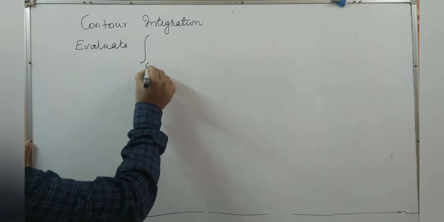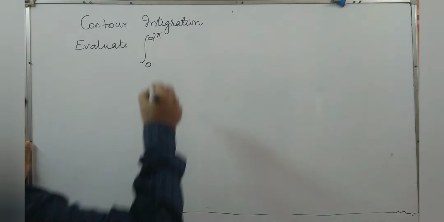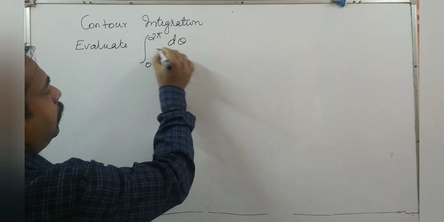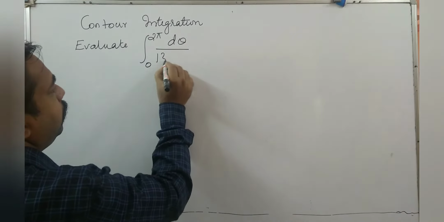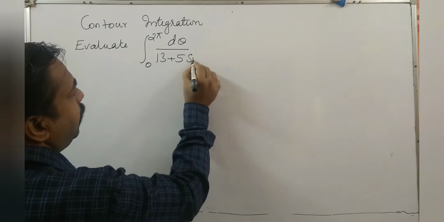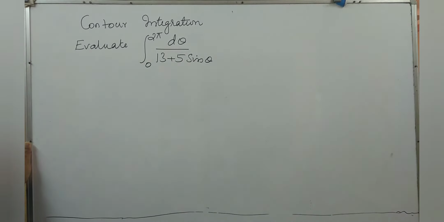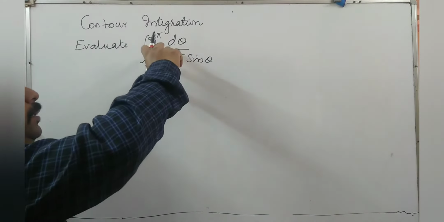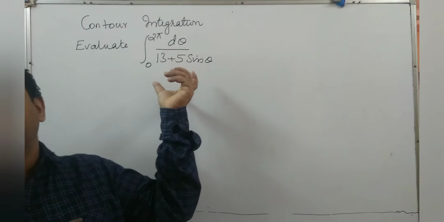Evaluate the integral from 0 to 2 pi of d theta divided by 13 plus 5 sin theta. Okay. So first you check the limit is 0 to 2 pi, and the question contains sin theta.